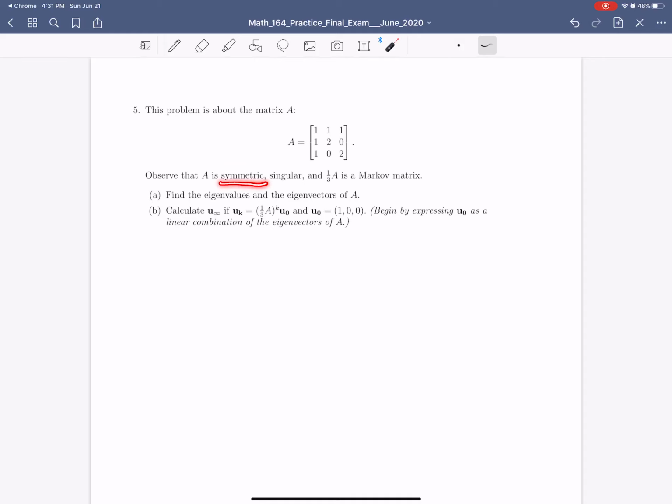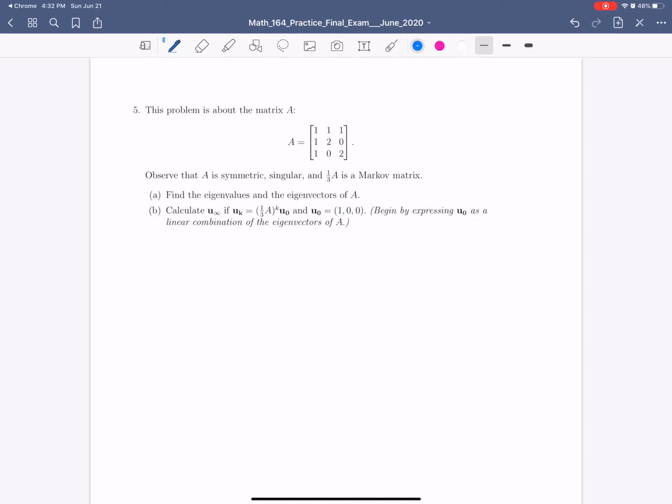The symmetry tells us that A will have enough eigenvectors, that its eigenvalues are going to be real numbers. Singularity tells us that one eigenvalue of A is a zero. One third A is a Markov matrix says that one third of A has one eigenvalue equal to one, which tells you that A has one eigenvalue equal to a three. You can double check that one of the eigenvalues will equal a three. So if you know that one eigenvalue is a zero and another eigenvalue is a three, then you can find the last eigenvalue by using the trace. So we have quite a bit of information here.